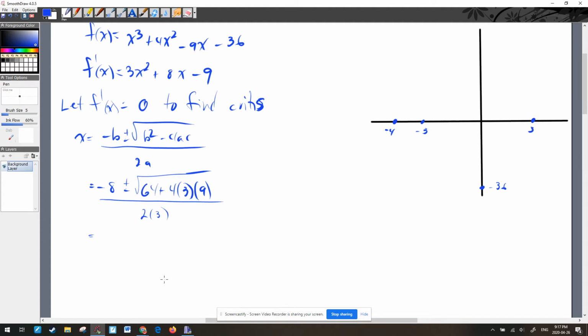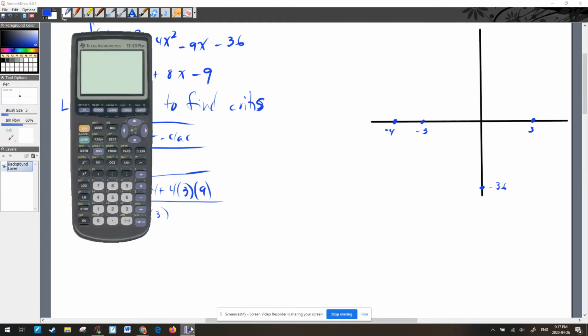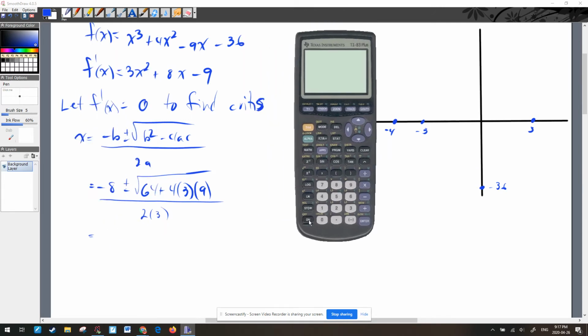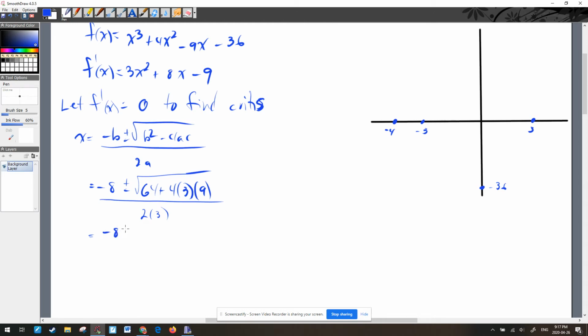Lovely. So let's simplify that a little bit. Grab my calculator. Under the radical, we're going to have 64 plus 4 times 3 times 9, so the radical is not going to be a nice number, 172. So we're going to have -8 plus or minus the root of 172, over 6.